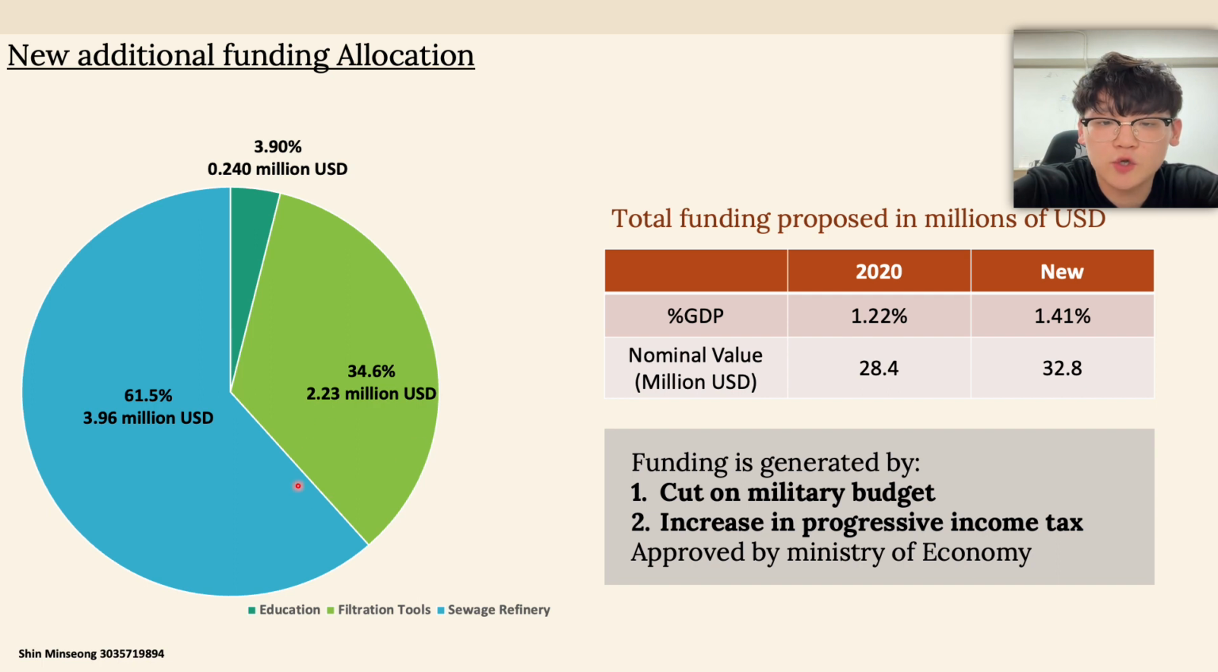This slide shows the newly allocated fund distribution. As mentioned in previous slides, the sector of investment is divided into education, filtration tools, sewage refinery system, and extra funding was generated by a cut on military budget and increase in progressive income tax.